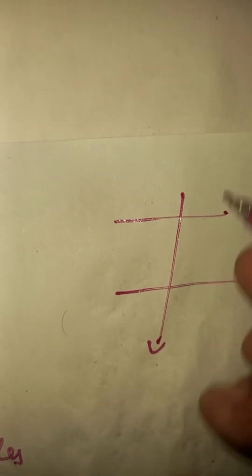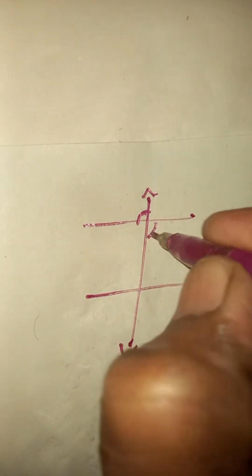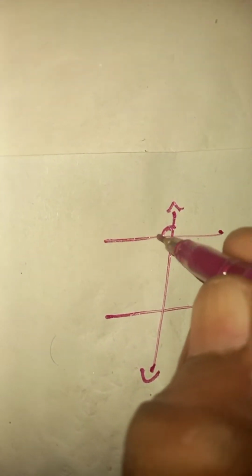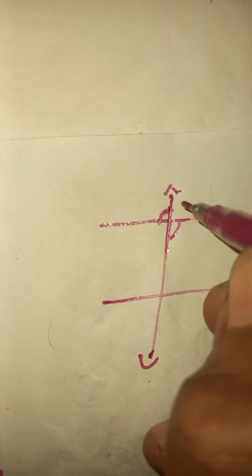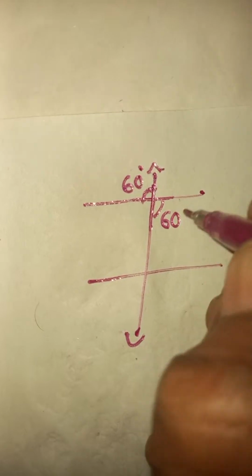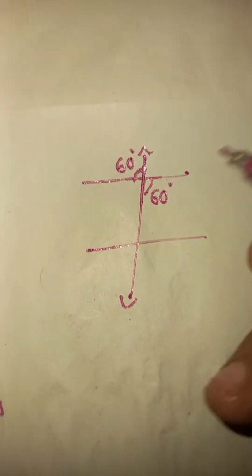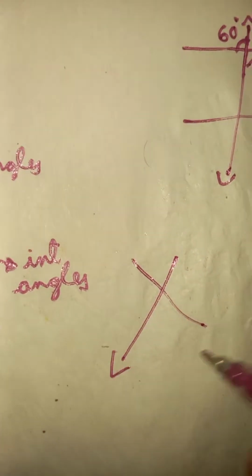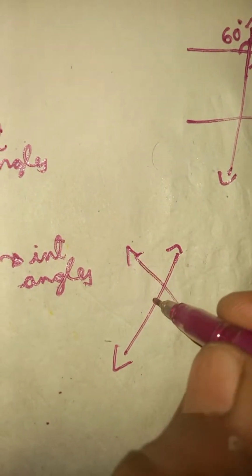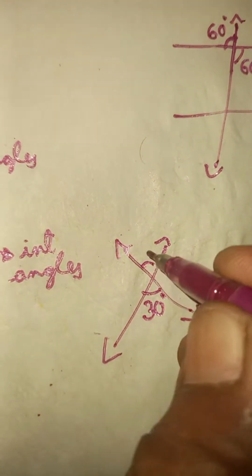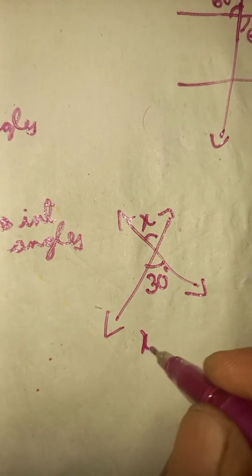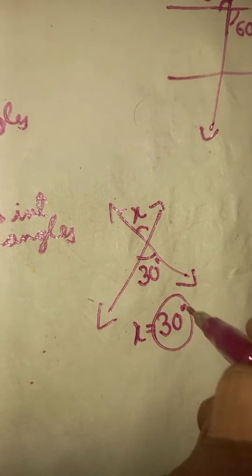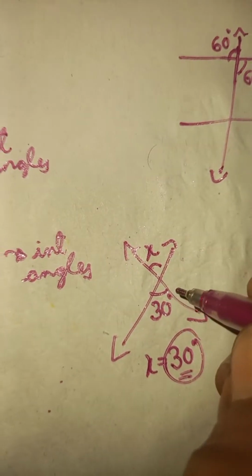Here you are going to get these two angles. These two angles are known as vertically opposite angles. When two lines cross each other, they are going to be equal. If this is 60 degrees, even this angle is going to be 60 degrees. That is vertically opposite angles. Let's take some examples. Here they have given this angle as 30 degrees. Then find x. Even x is going to be equal to 30 degrees because those two angles are vertically opposite angles.